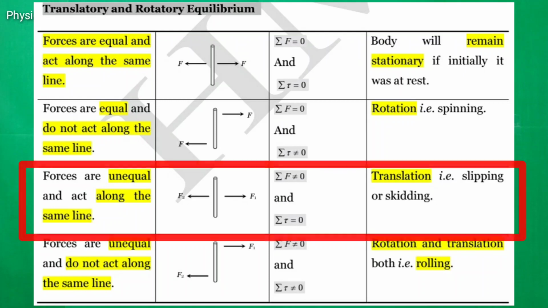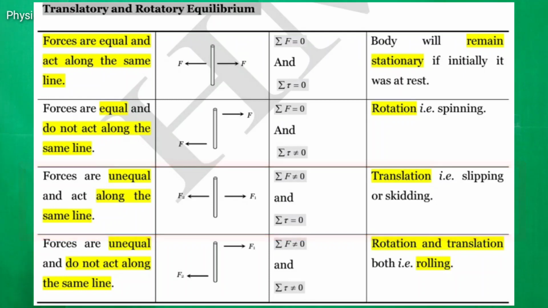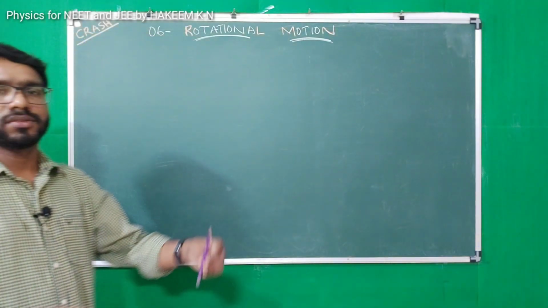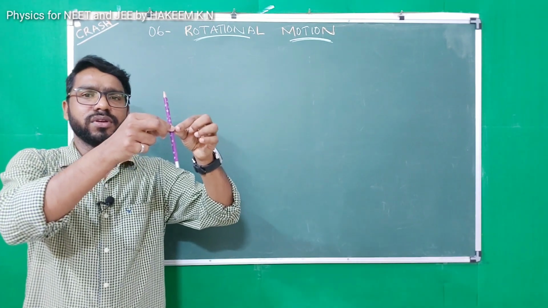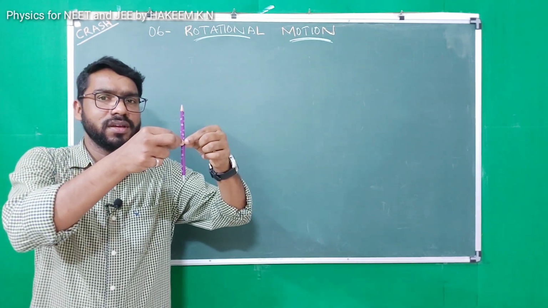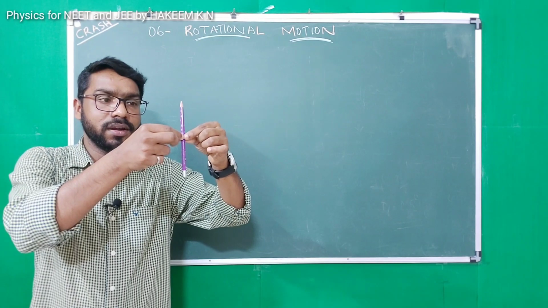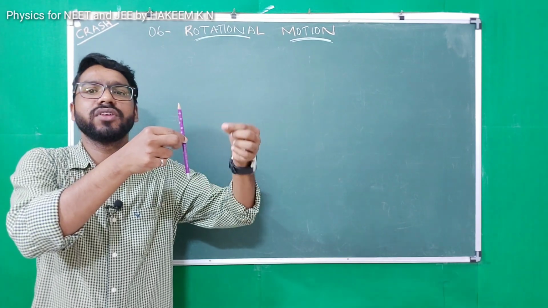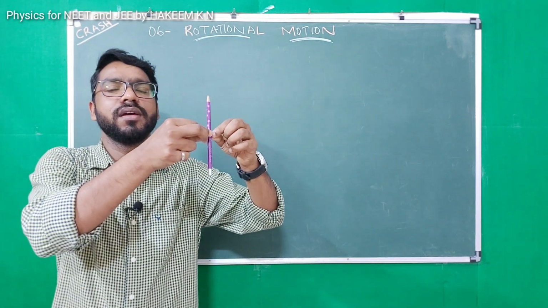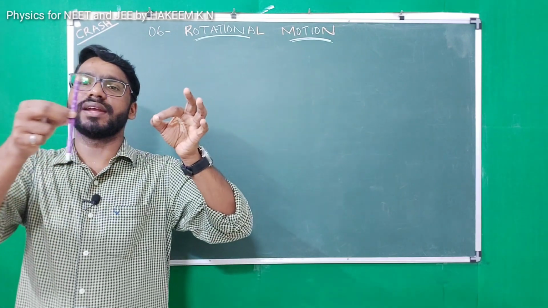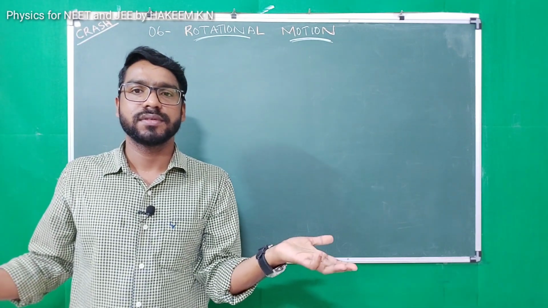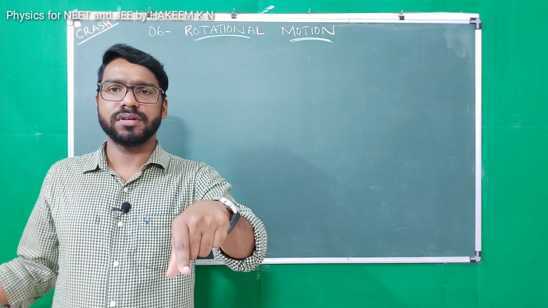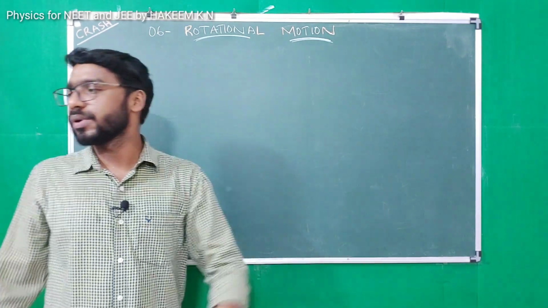Forces are unequal but act along the same line. Two forces are acting on the body at the same point in opposite directions, but one force is greater than the other. Then what happens? Body will move in the direction of bigger force. Translation will be there, but no rotation. Okay.